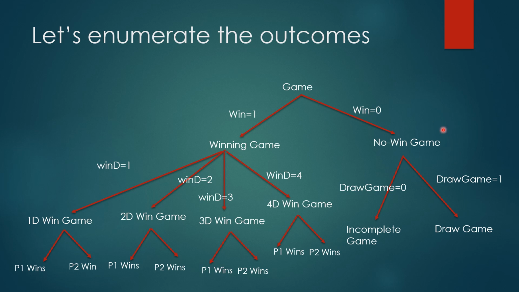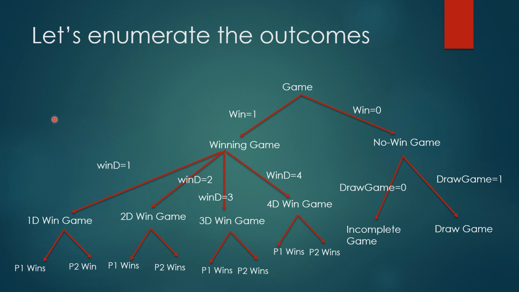So the other part of the subtree, that is when win is 0, is simple. We get a no-win game, and for the no-win game, we can randomize another bit to decide whether we are doing a draw game or a non-draw game. If it is a draw game, basically all we have to make sure is that there are no wins, and basically no place in the board is empty. And if it's not a draw game, then it's an incomplete game. The only constraint there is, again, there has to be no win, and there has to be at least one empty position in the board.